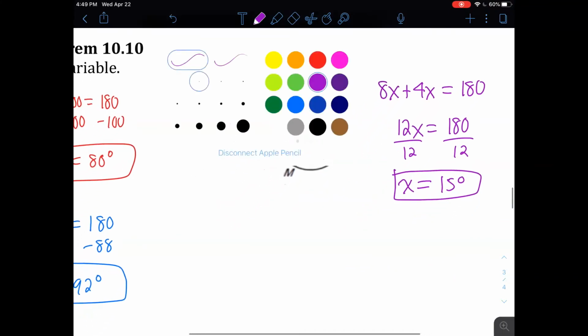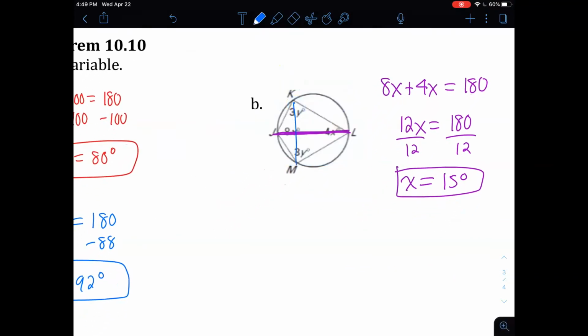And the last couple, 3y and 3y are going to be supplementary. So 3y plus 3y equals 180. So 6y equals 180. And y divided by 6 is going to equal 30.